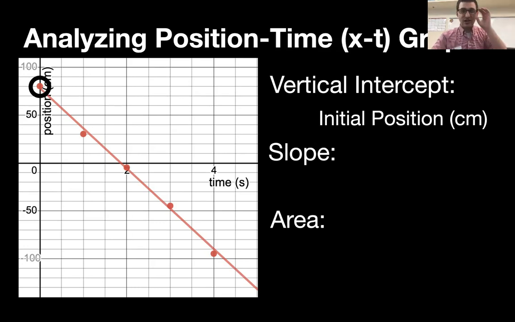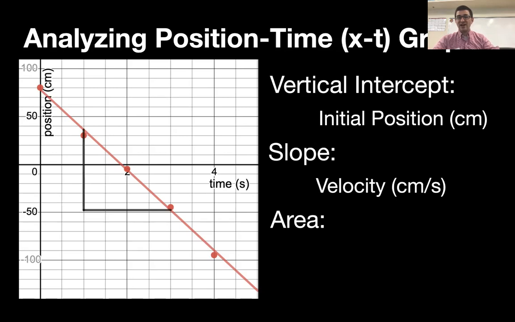Now slope is where things start to get a little bit more interesting. Remember, slope is rise over run, change in y over change in x. So for this graph, it's going to be change in position over change in time. The units might be something like change in position, centimeters, divided by change in time, seconds. Centimeters per second is going to be something like a velocity, which is just defined as how much the position changes per unit of time. So per 1 second, the position changes by negative 42 centimeters per second. That's how the velocity is defined.